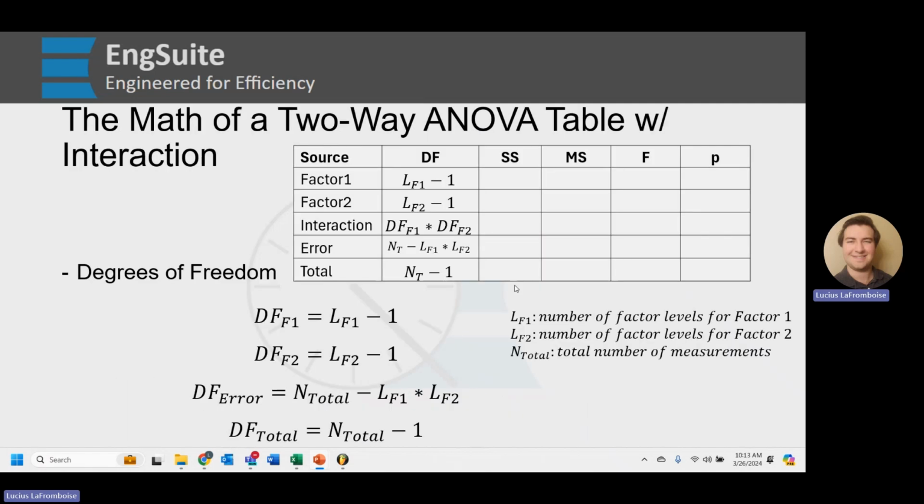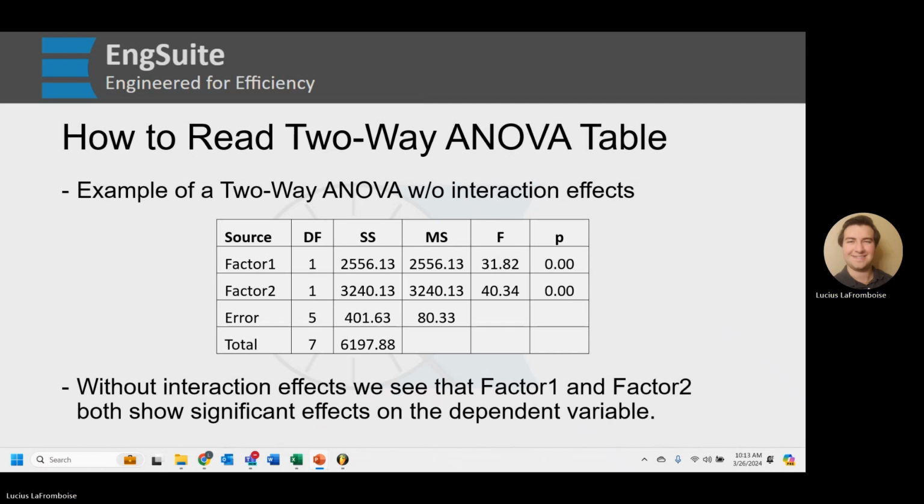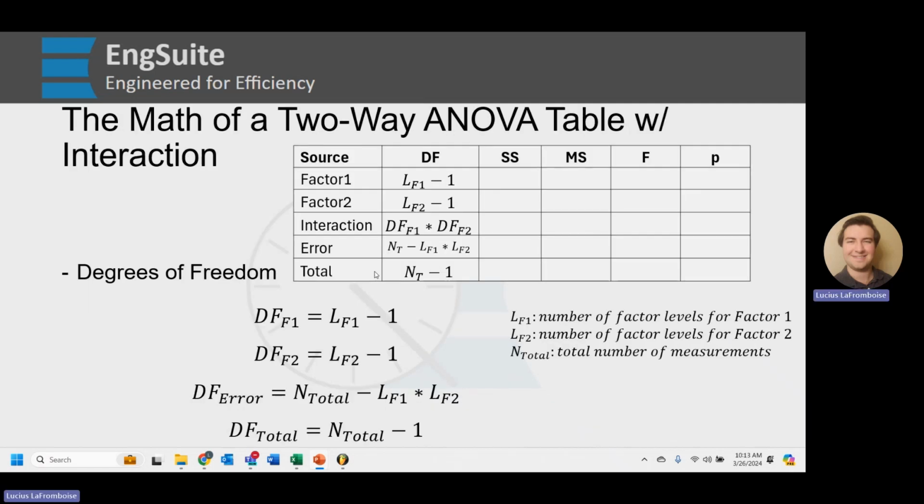So we rerun it. We rerun it here. And here we are with the same data, factor 1 and factor 2, just minus that interaction term. And now we see, without interaction effects, factor 1 and factor 2 are both below that 0.05 critical p-value. Therefore, we do see significant effects at different levels for both factors. So now we're ready to take a look at the math.